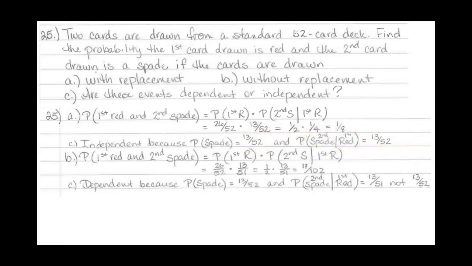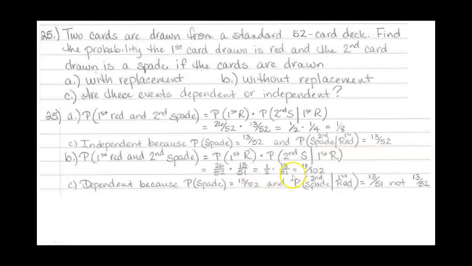All right, now let's go back and look at that same thing, only this time without replacement. So first card being red is still 26 out of 52, but I do not put that red card back in my deck. It's still laying on the table when I go to draw my second card. So I only have 51 cards to choose from. Now, that first card was red, so I still have all 13 of my spades to choose from, but it's going to be 13 out of 51 instead of 13 out of 52.